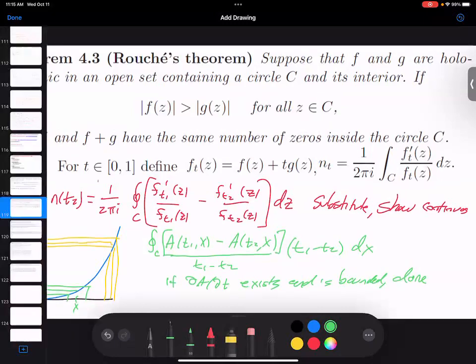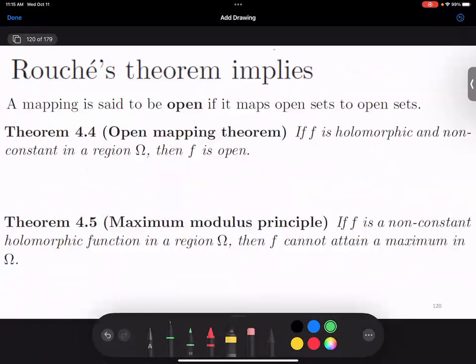Okay, so now Rouché's theorem has two wonderful applications. The first is the Open Mapping theorem, that if f is holomorphic and non-constant, then f is open. So that means the image of an open set is open. And then that has as a consequence the maximum modulus principle. If f is a non-constant function that's holomorphic, then it cannot attain its maximum in the interior. Okay. And by maximum, I mean the absolute value.